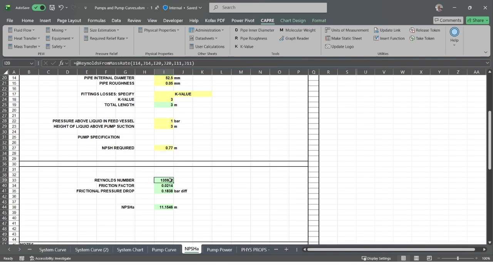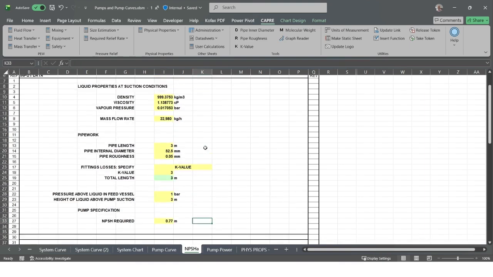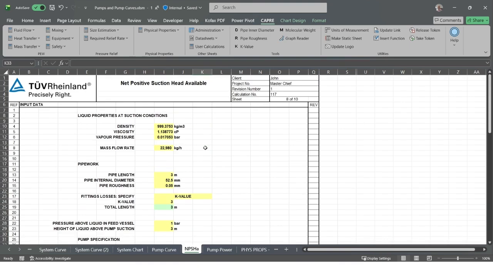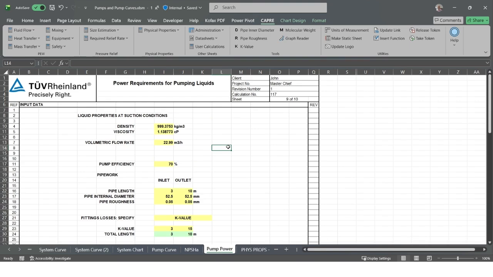This bit here is giving me a calculated Reynolds number, a friction factor. It's working out that frictional pressure drop into the suction of that pump. So what's that pressure going to be at the suction side? It's coming out at 11.15 meters. I need 0.77 meters, so I'm absolutely fine. I'm not going to have cavitation. So that's how you would use that sheet, or one way you could use that sheet, just to check your NPSH.